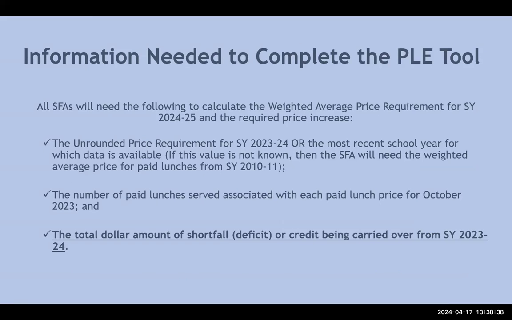Information needed to complete the PLE tool. All SFAs will need the following to calculate the weighted average price requirement for school year 24-25 and the required price increase. The unrounded price requirement for 23-24 or the most recent school year for which data is available. If this value is not known, then the SFA will need the weighted average price for paid lunches from school year 2010-2011.